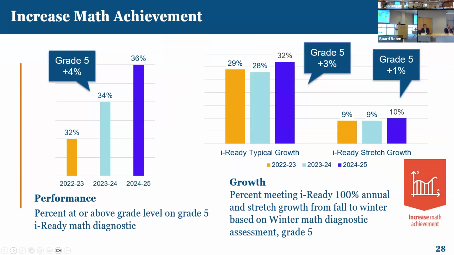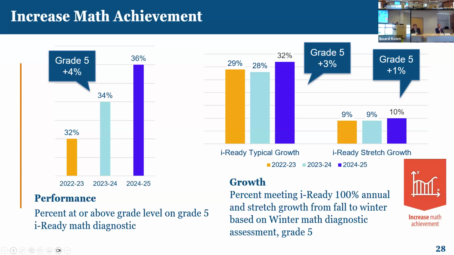Looking at other data points when it comes to increased math achievement, when we're looking at percentages of students in 5th grade at or above grade level on the iReady math diagnostic, it's up by 4%. And when we're looking at the typical growth and stretch growth, remember that typical growth is what we expect to achieve in 1 year's worth of growth. And that stretch growth is that sometimes it takes more than 1 year to attain that. Those two are on an increasing trajectory.